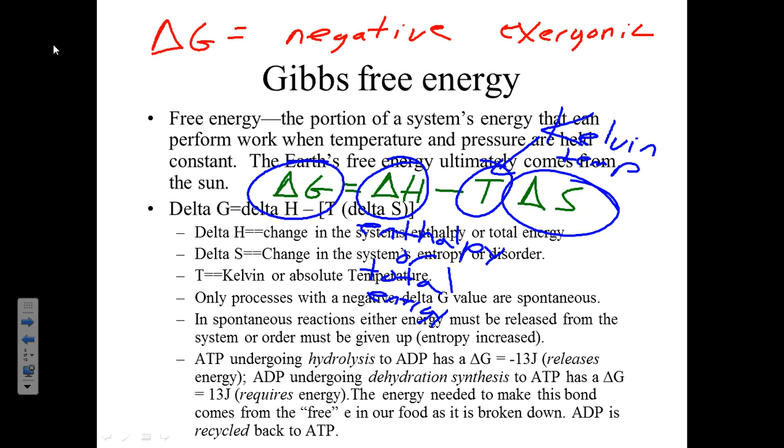Some of that energy that it's releasing is probably heat. And what do we know heat makes things do? Move, and move how? Randomly. So what's it going to do to the entropy of the system? It increases entropy.